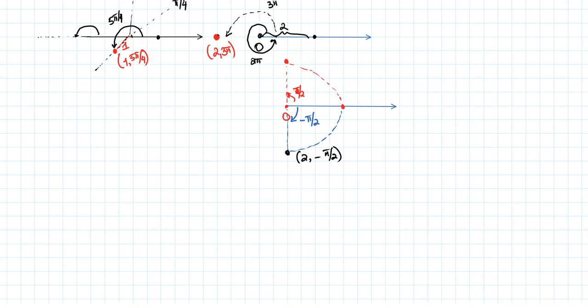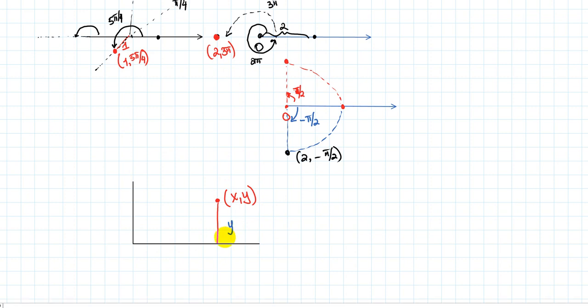In order to do this, let's do the following. The problem is like this. The point is given with the coordinates x and y. What does it mean? This distance is going to be y, and this distance is going to be x. If I connect the origin and the point, I'm going to have a triangle.